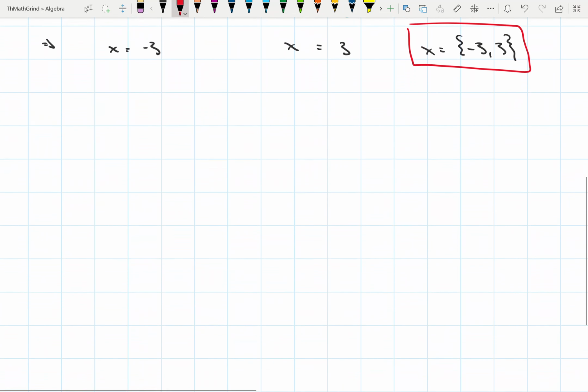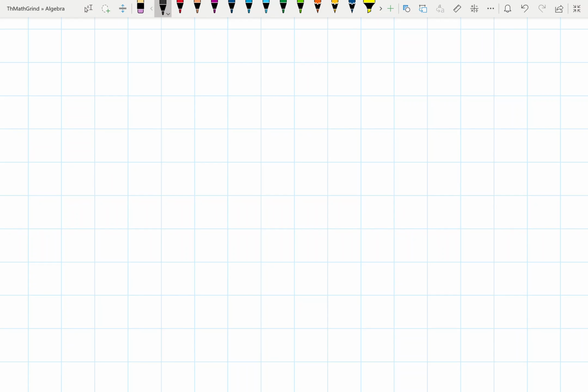Now I'm going to look at another example of difference of two squares. So the third example, I'm going to look at 16y squared minus 1 is equal to 0. So with this one, again, there's no highest common factor.